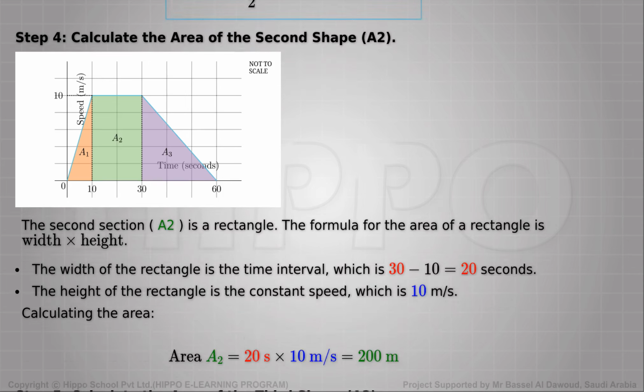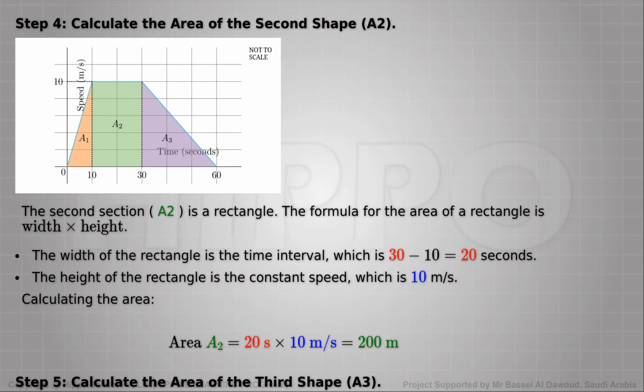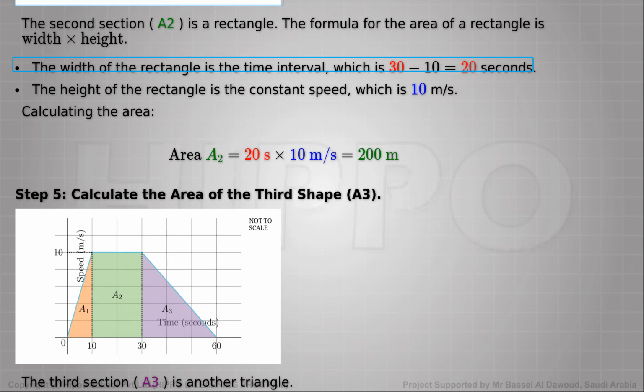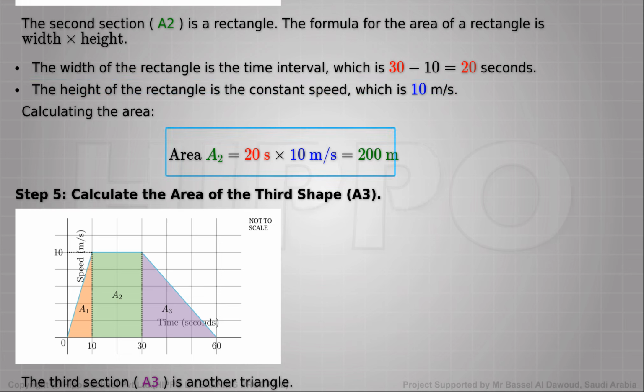Next up is the middle section, A2, the green rectangle. This part of the journey is from 10 seconds to 30 seconds, where the speed is constant. Calculating the area of a rectangle is even more straightforward. For a rectangle, the area is just width times height. The width is the duration, which is from 10 to 30 seconds, so 30 minus 10 equals 20 seconds. The height is the constant speed, which is 10 meters per second. So the area is 20 times 10, which is 200 meters. That's the distance for the middle part of the journey.